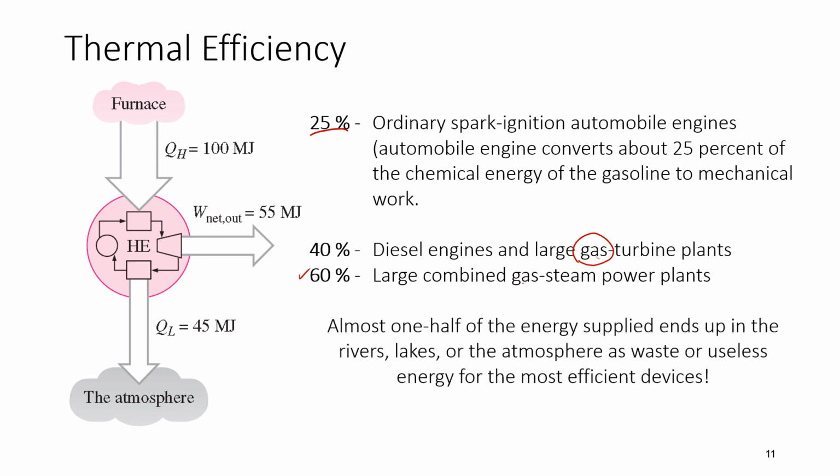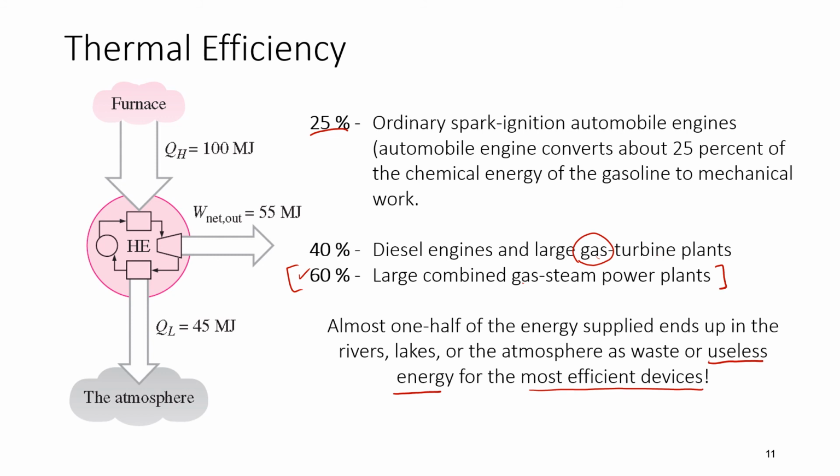So what does that mean? These are not very good numbers. Almost 1/2 of the energy supply ends up in the rivers, lakes, or atmosphere as waste or useless energy, even for the most efficient devices. This is actually very high in terms of device efficiency, but still only 60%. 40% of it goes to waste. So that is very typical.